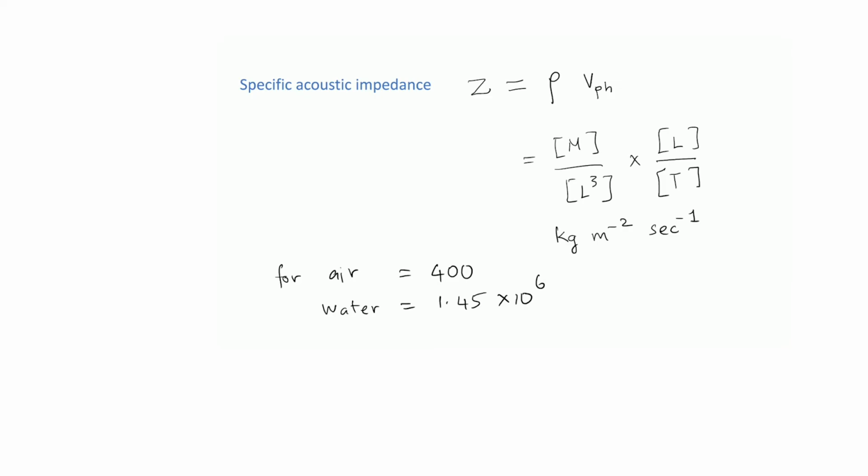And just for comparison sake, if you look at the case of some hard material like steel, the specific acoustic impedance is of the order of 3.9 times 10 to the power 7, the same units. So, that gives us an idea of to what extent different materials resist the flow of waves through them.